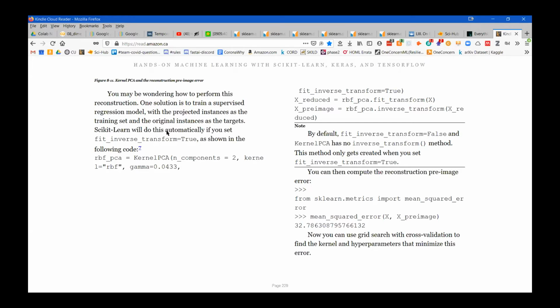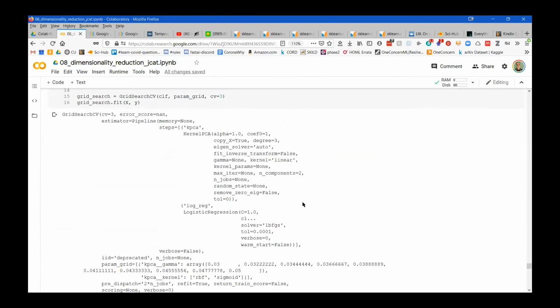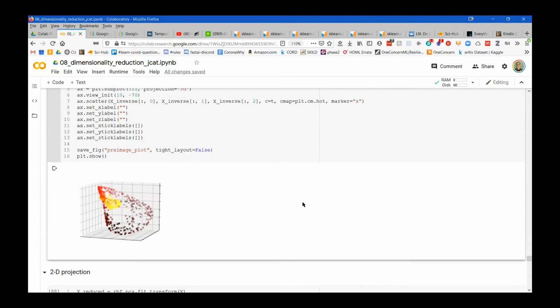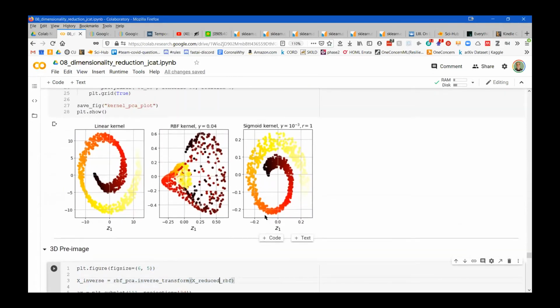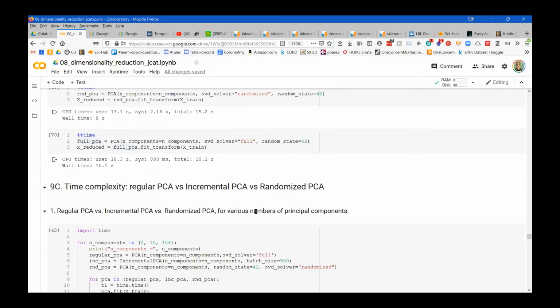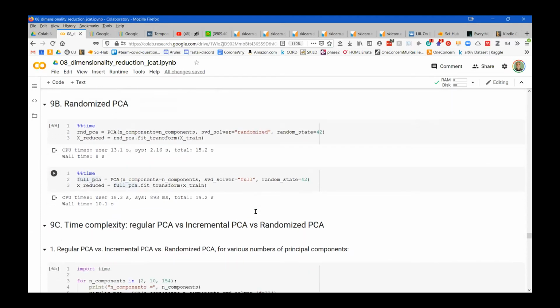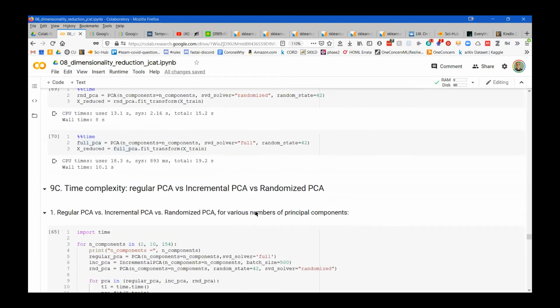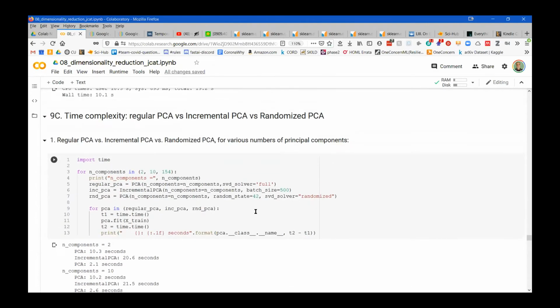Okay. Let's see. I will share this. Everybody see the dimensionality reduction notebook that I've been sharing? Yes. Okay, great. So let's back up through there. The first thing I wanted to do was go over this time complexity section, because there's kind of an error in the code.